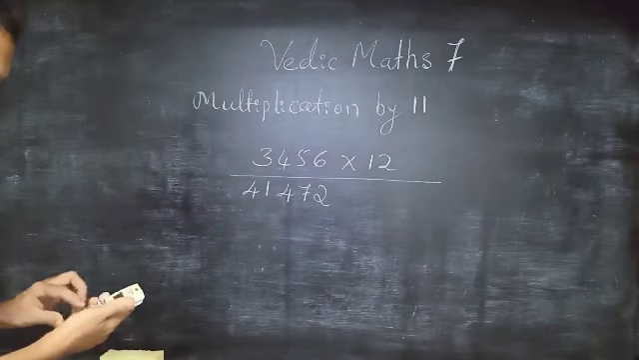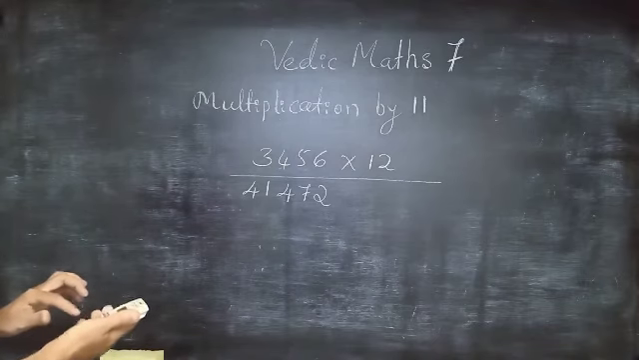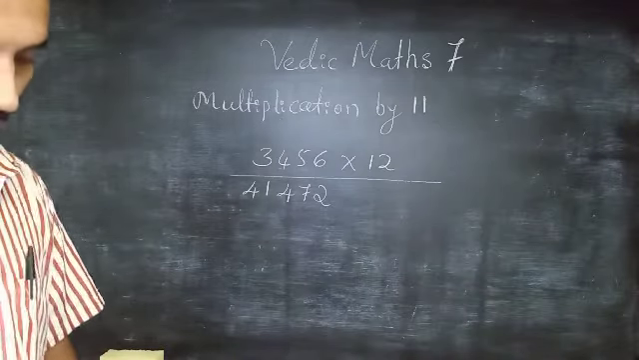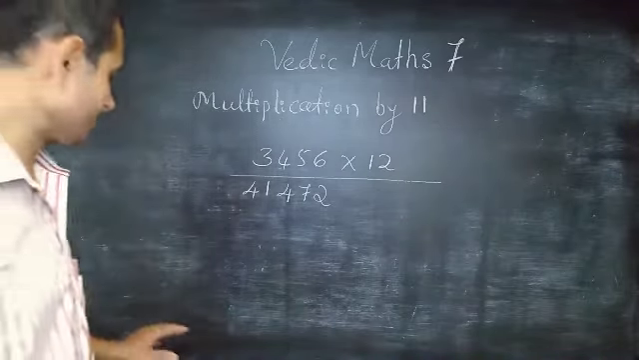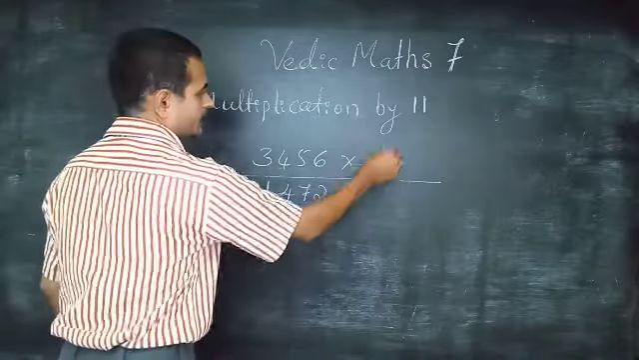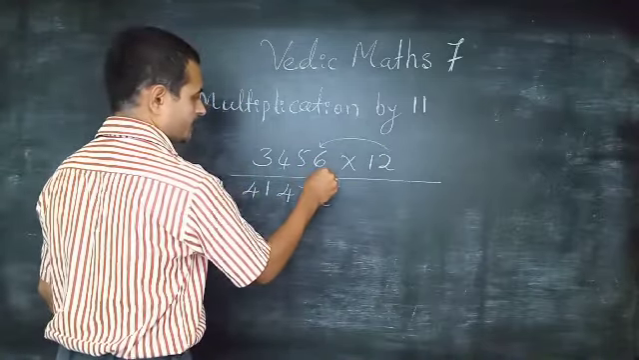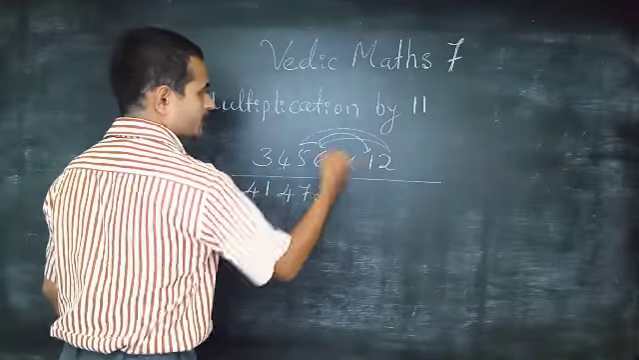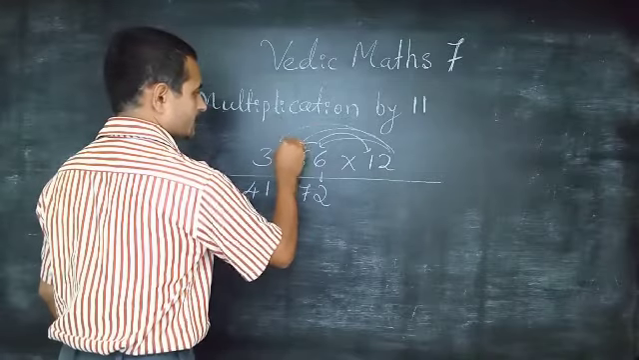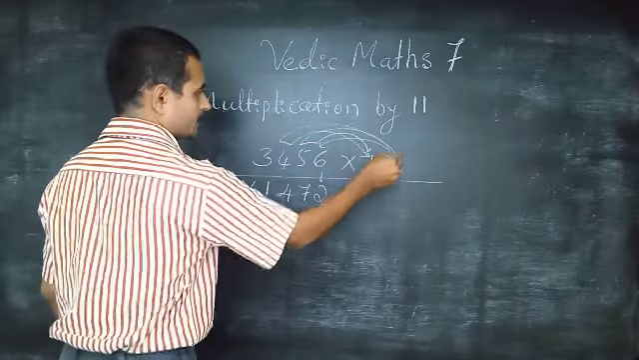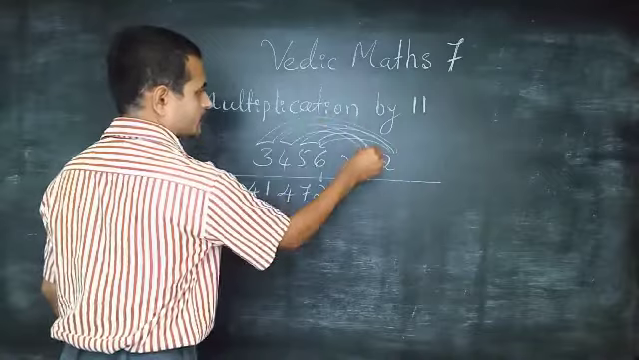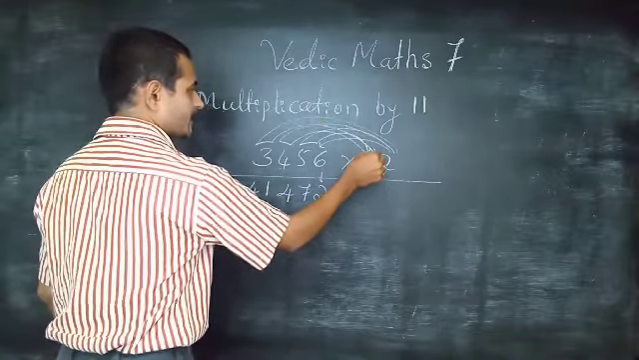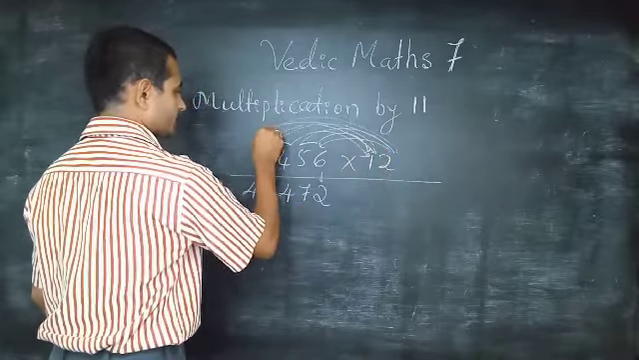3, 4, 5, 6 into 12 is equal to 41472. That is the right answer. But what I did: I multiplied this first, then went back to multiply this. I multiplied this and went back to multiply this, and at the last, I multiplied this.